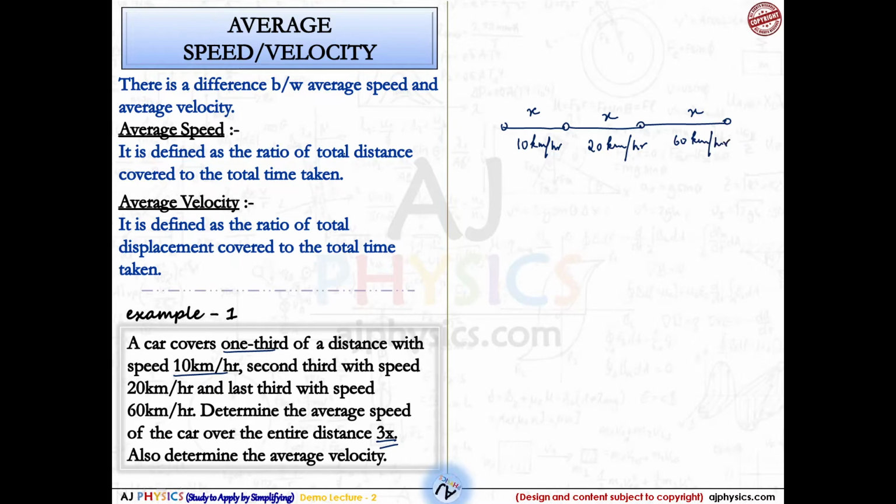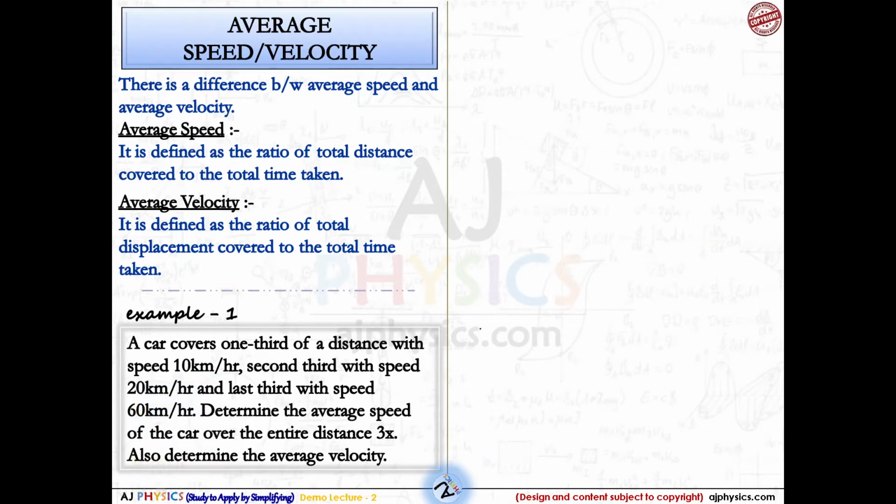Now what we need is the total distance covered and the total time taken. So the time taken in the first region, t1, will be x divided by 10. In the second one, t2 is equal to x divided by 20. In the third one, it would be x divided by 60. So these are the three time intervals. Now the total distance is 3x, that is x plus x plus x, and it has to be divided by the total time, that is x by 10, x by 20 and x by 60. So that is the average speed.